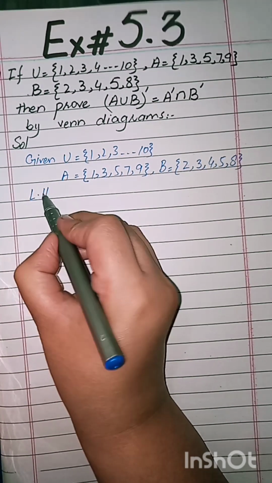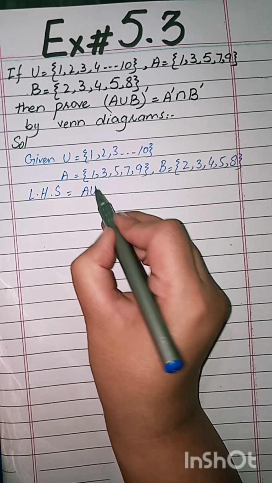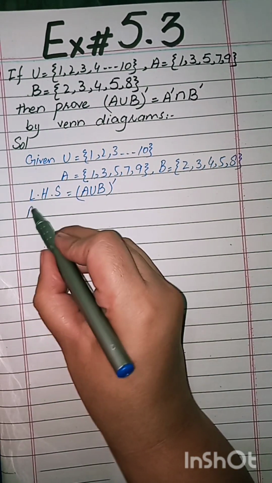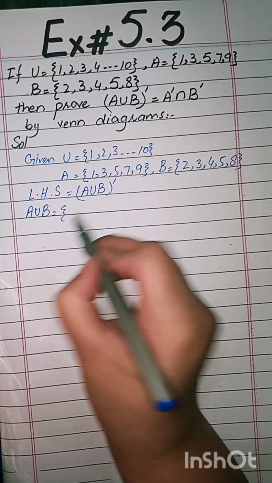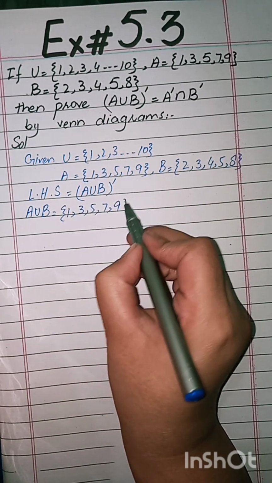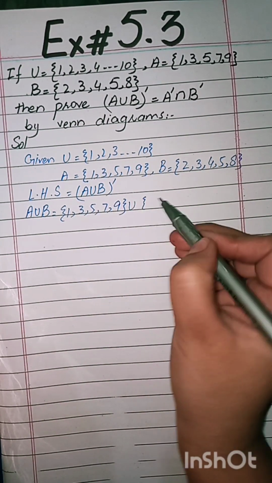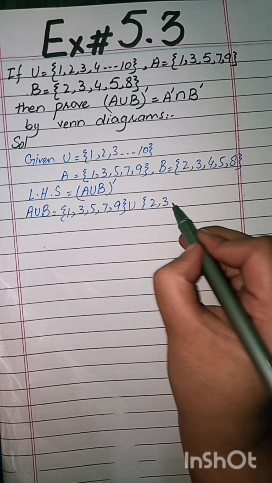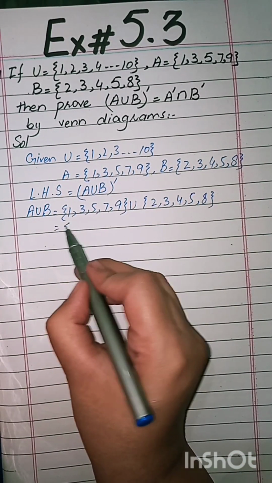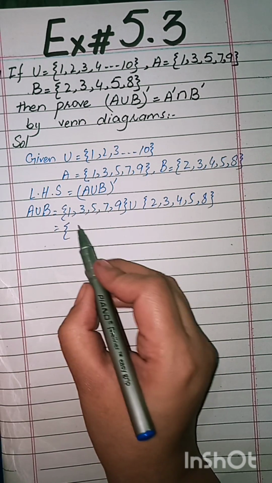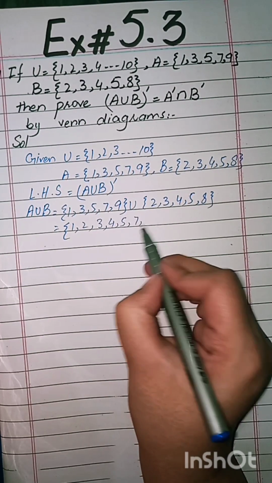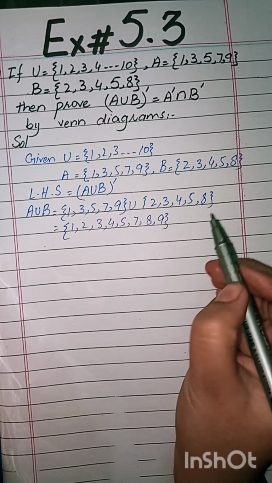So first of all, left hand side, which is equal to A union B whole complement. So in this we have to find A union B. So the elements of set A 1, 3, 5, 7, 9 union B 2, 3, 4, 5, 8. So the union of these two sets is 1, 2, 3, 4, 5, 7, 8 and 9.